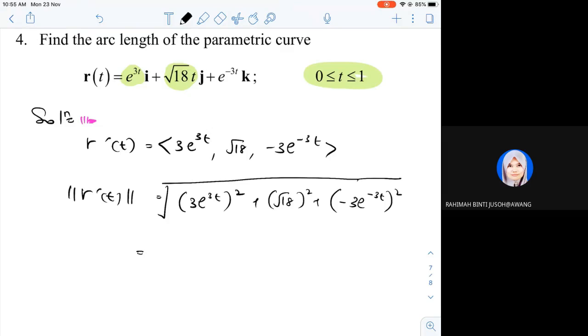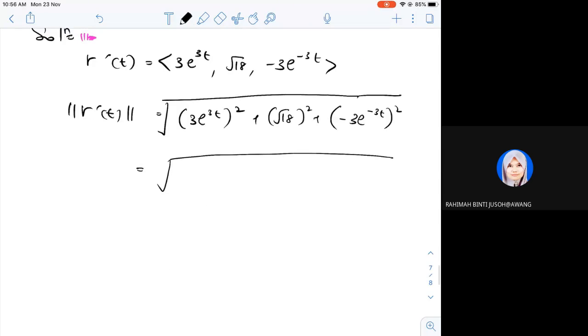So we will have square root of 3 squared, which should be 9. Exponent 3t squared becomes exponent what? Exponent 6t, yes. Good, 9 exponent 6t. And then plus square root of 18 squared becomes 18. Plus negative 3 squared is positive 9, exponent negative 3t squared, we will get negative 6t.